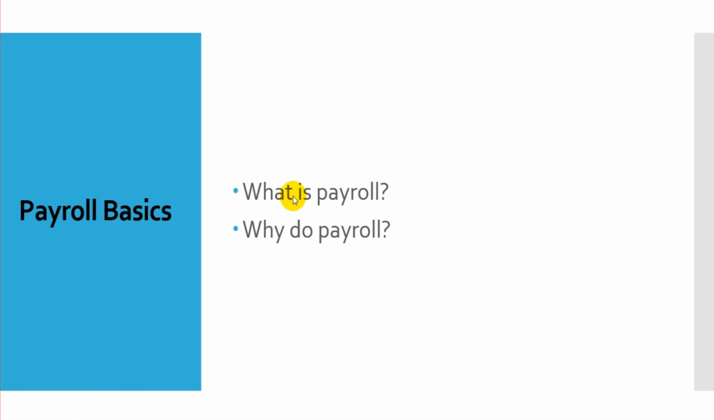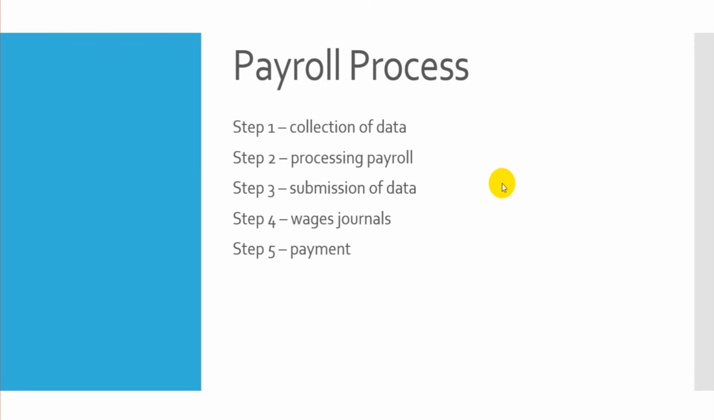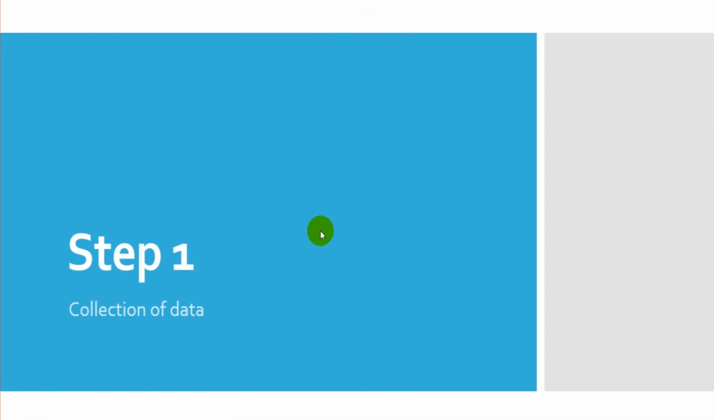We're now going to spend the rest of the course really talking about how you do payroll. And to make things easier for you, I've created a 5-step process to completing payroll. And step 4 here, wages journals, is probably the most complex step of the payroll process. The second video in this course is all about wages journals. So in this video I'm going to go through all 5 steps, but not too much in detail when it comes to step 4. That will be covered in greater detail in the second video of this course. So let's jump right in and start with step 1.